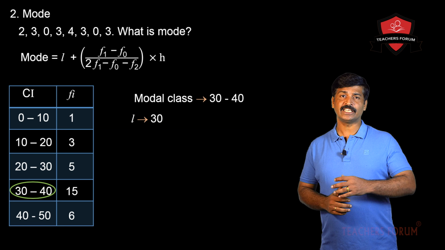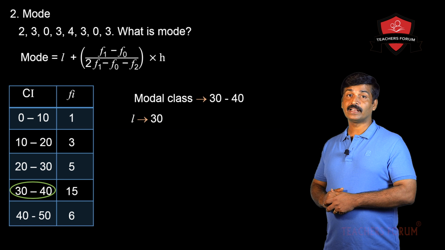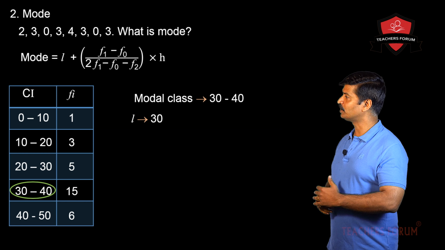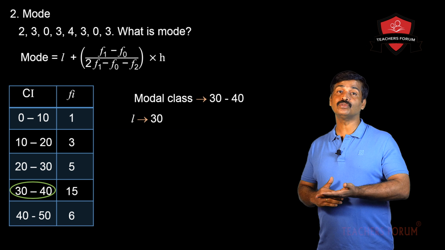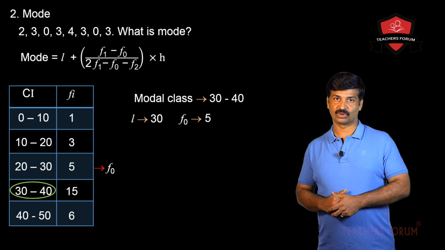Now let us see what is F0. F0 means the frequency preceding the modal class. You see, what is the modal class? 30 to 40. So what is the frequency preceding the modal class? That is 5. So 5 is called F0.